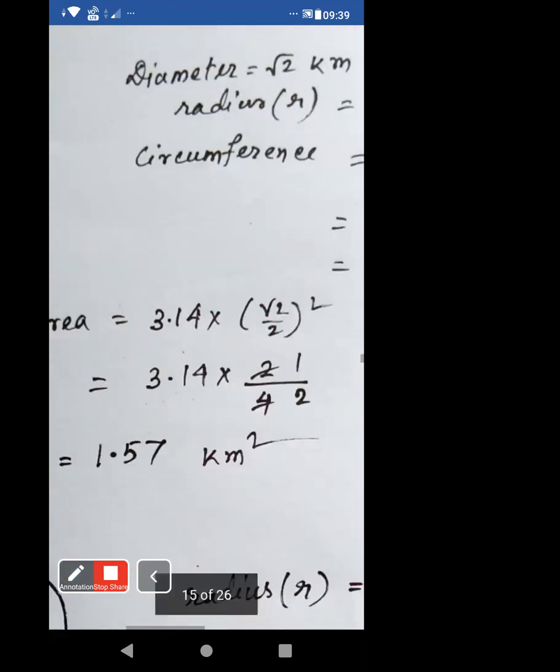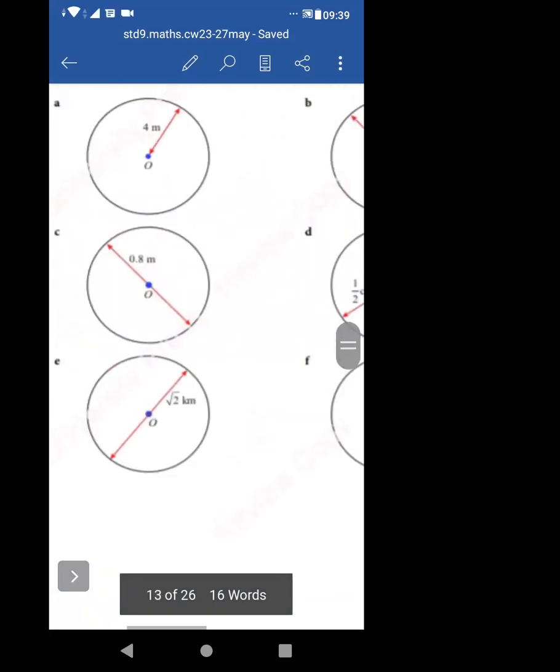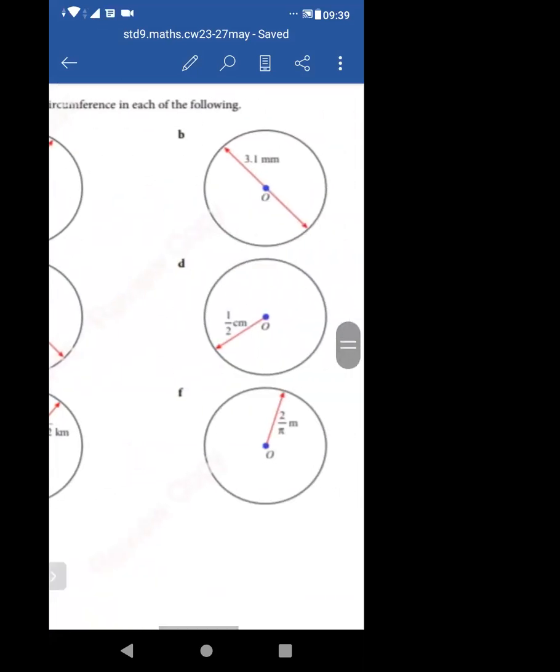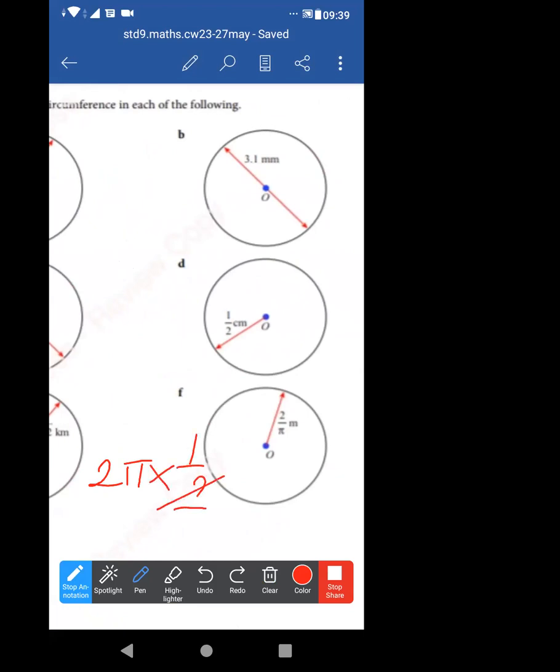What is in question D? Half, 0.5, right? So perimeter is 2 pi r. Look, this half and this half, the 2 will be cancelled out. Only the answer will be pi, that is 3.14. Understood? Clear?